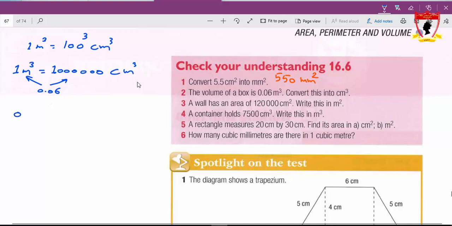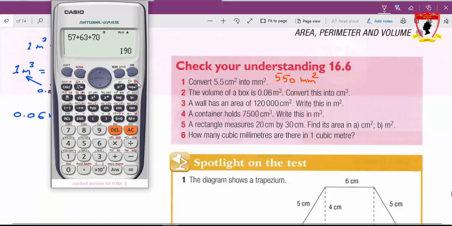On the side, we got 0.06 meter cube. On the other side, let's see how does this work. There are 2 decimal places. These 2 decimal places will cancel 2 zeros. Now, 6 times 10,000 is equal to 60,000 centimeter cube. Let's check this answer to be sure.